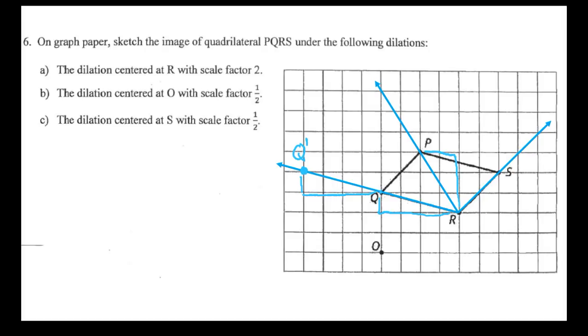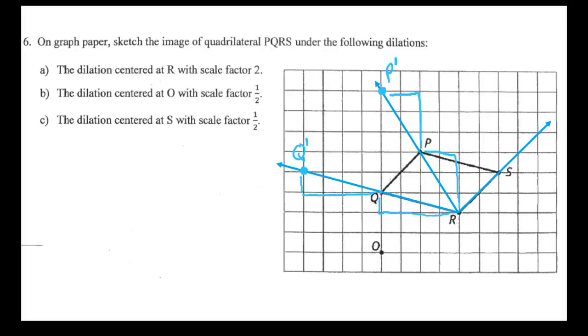Then I'm going to look from R to P. So if I follow the horizontal and vertical directions from R to P, because it's a scale factor of 2, I'm going to do this twice. So I'm measuring the pattern 2 times. And that gives me P prime.